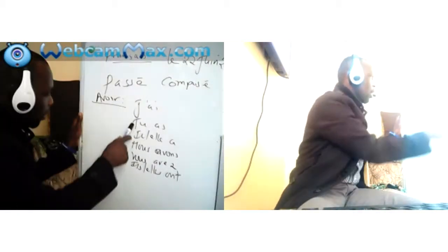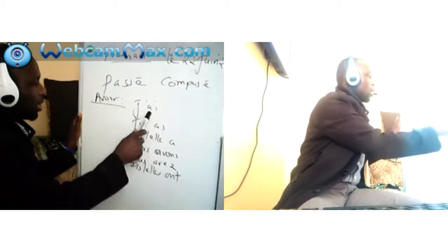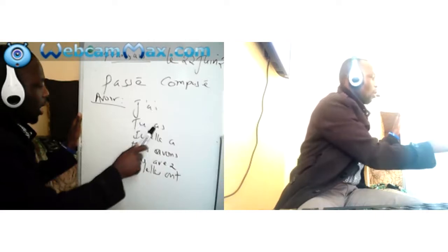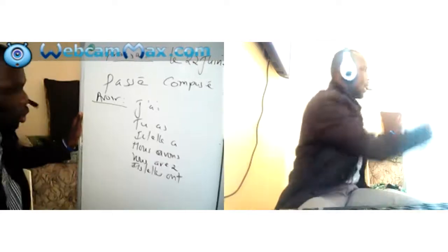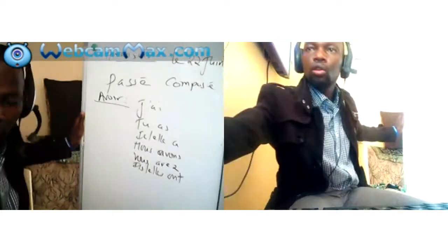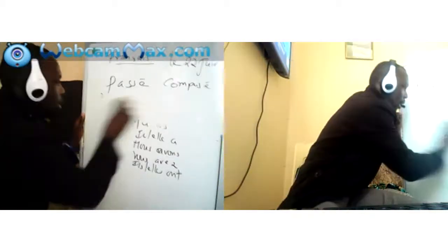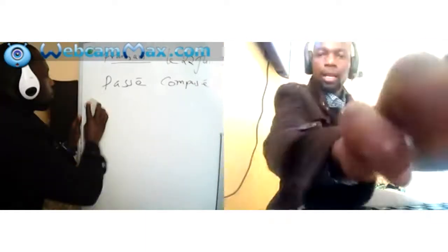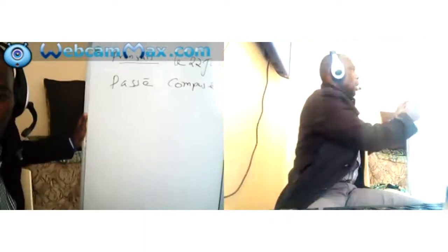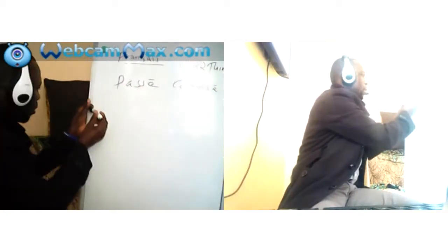The conjugation of the verb to have in the present is as I've shown. So we say, j'ai, tu as, il a, elle a, on a, nous avons, vous avez, ils, elles ont. So that is how the verb to have is conjugated in the present. Remember I've said, the past tense, passé composé, involves the verb to have or the verb to be in the present plus the past participle.